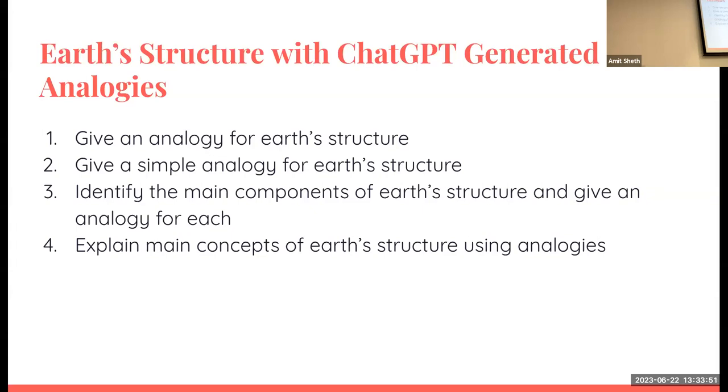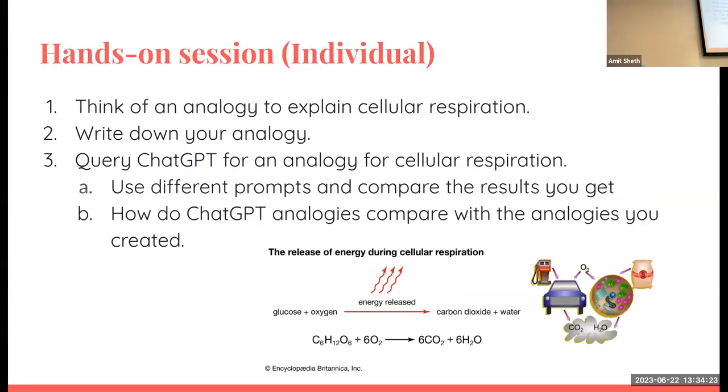You can try with the solar system, that is one, or maybe try with the atom and see whether it comes up with anything else. What else? You could do simple things like gravity. What is analogous to gravity? I actually have an analogy, just that picture there, for this cellular respiration, but see whether you can get ChatGPT to give different ones all the time. Would it give the same one? We'll see why that happens.